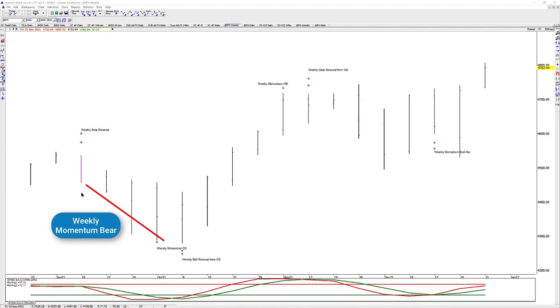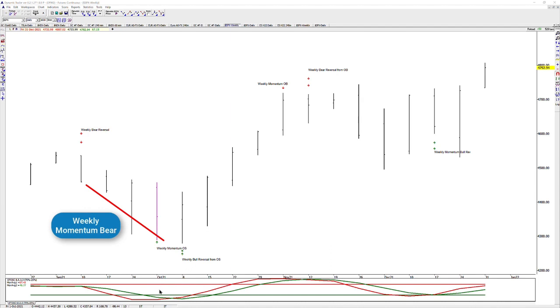So that means beginning the next week, our trade strategies are going to be oriented around the weekly momentum being bearish. And of course, that weekly momentum position can't change until the end of the next week, so we have another complete weekly bar. So here the weekly momentum was bearish. It was bearish on this bar.